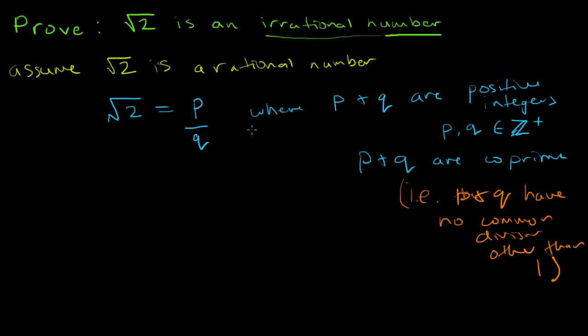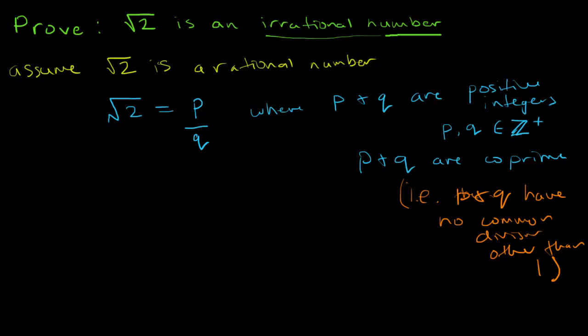So for example, it wouldn't be 4 over 8, because those would have a common factor of 2 and it could be reduced further. So what we're assuming here is that root 2 can be expressed as a fraction p over q, where p and q are both positive integers and they're co-prime, meaning they have no common divisors other than 1.